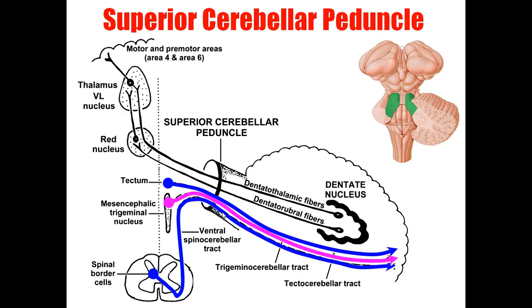So the afferent fibers of the superior cerebellar peduncle are the ventral spinocerebellar tract, trigeminocerebellar tract, and the tectocerebellar tract. The efferent fibers are two: dentatothalamic fibers, from the dentate nucleus to the thalamus, and the dentatorubral tract from the dentate nucleus to the red nucleus, and then from the red nucleus to the thalamus, rubrothalamic, and then from the thalamus to the motor and the premotor areas, thalamocortical fibers.